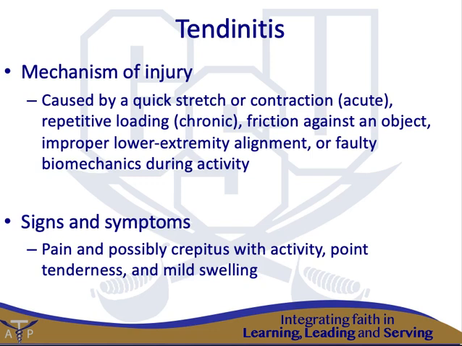We can also have tendinitis that can occur in the lower leg, ankle, or foot tendons. The Achilles, peroneal, and posterior and anterior tibialis tendons are commonly affected by inflammation, and this type of tendinitis can be acute or chronic. When we look at tendinitis, it's typically caused by a quick stretch or contraction if it's acute tendinitis. For chronic, it's caused by repetitive loading of the tendon.